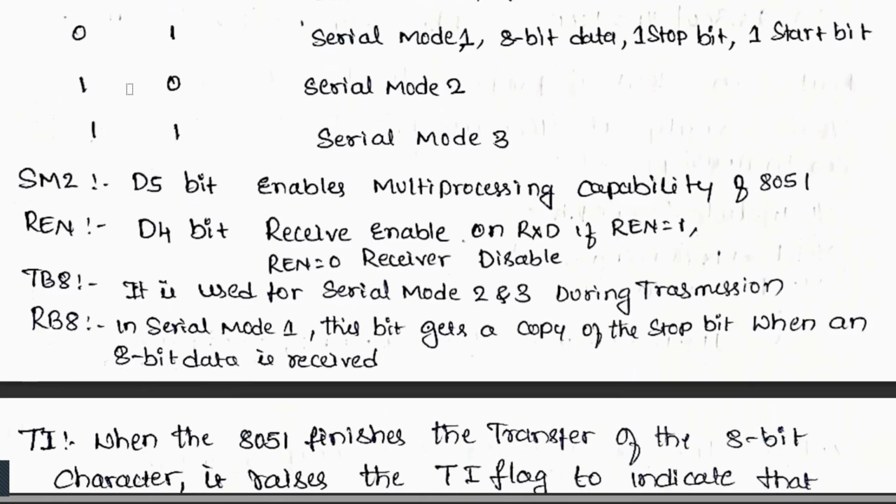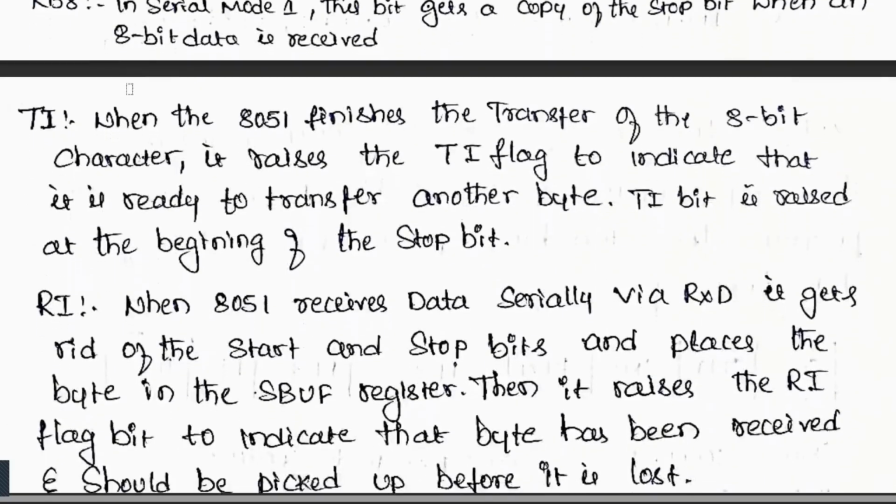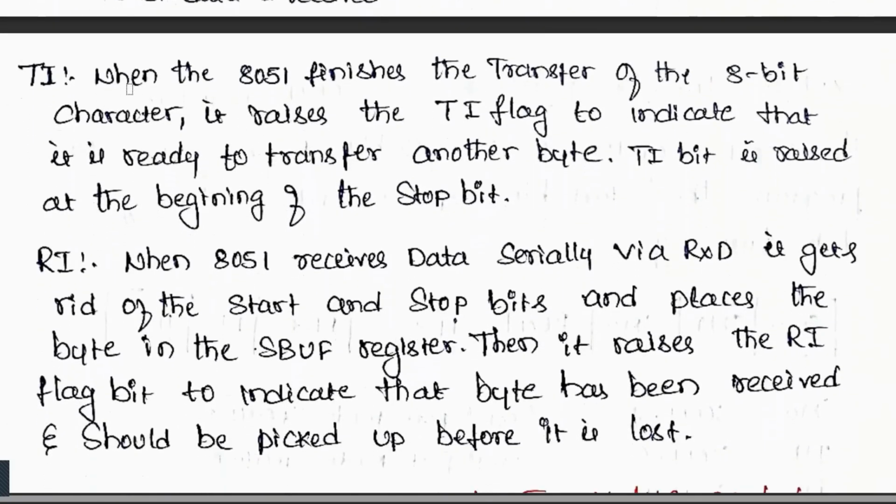SM2 is the D5 bit, which enables the multiprocessor compatibility of the 8051. REN is the D4 bit that enables reception on the RXD. If REN is 1, the receiver is enabled; if REN is 0, the receiver is disabled. RB8 is used for serial modes 2 and 3. In serial mode 1, this bit gets a copy of the stop bit when 8-bit data is received. TI: when the 8051 finishes the transfer of an 8-bit character, it raises the TI flag to indicate that it is ready to transfer another character. The TI bit is raised at the beginning of the stop bit.